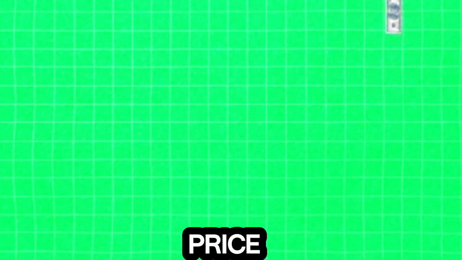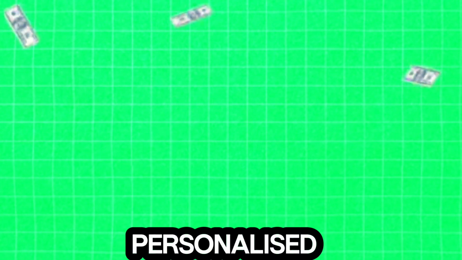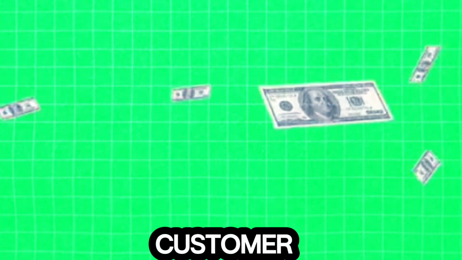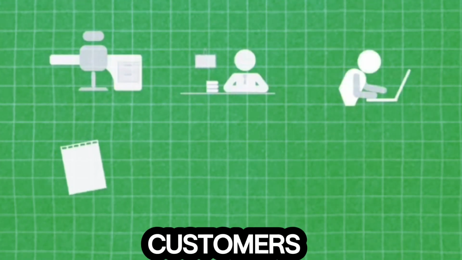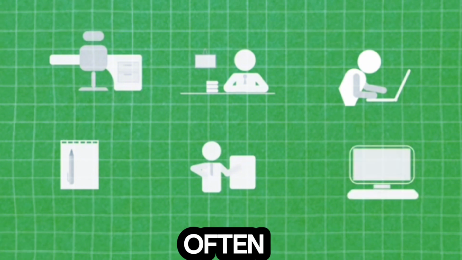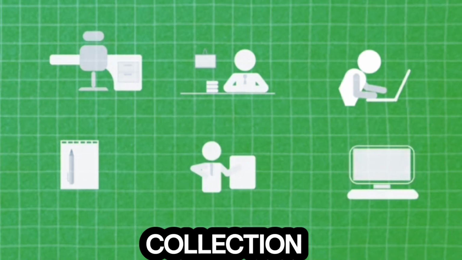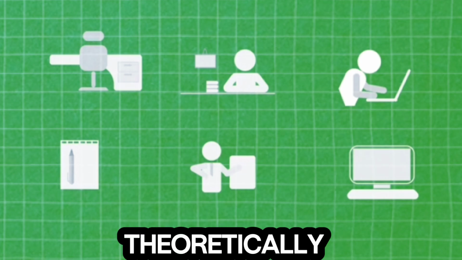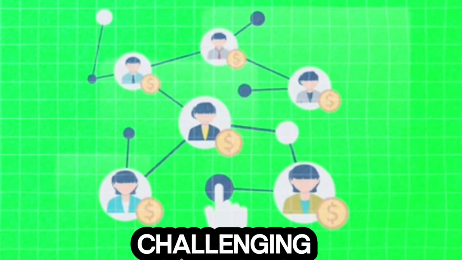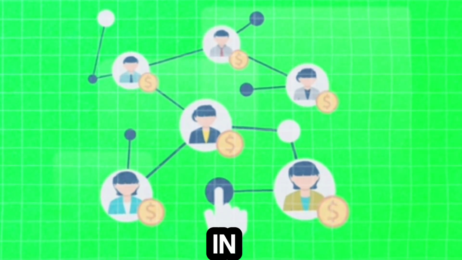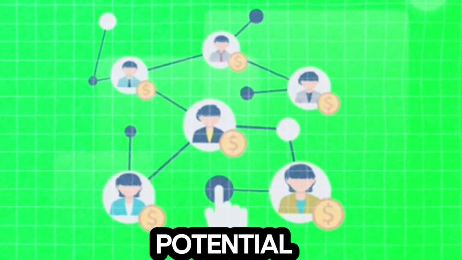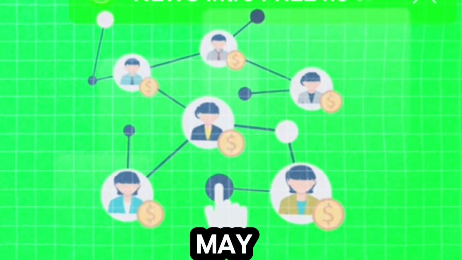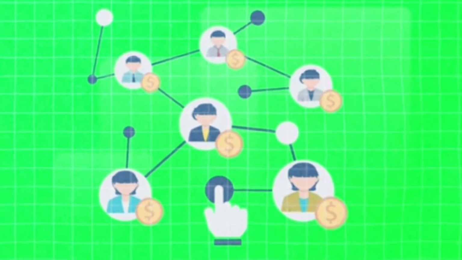First degree price discrimination, or personalized pricing, involves charging each customer the maximum price they are willing to pay. This approach requires detailed knowledge of each individual customer's willingness to pay, often gathered through extensive data collection and analysis. While this can theoretically maximize profits, it is challenging to implement due to the difficulty in accurately determining each customer's price threshold and the potential backlash from customers who may perceive this as unfair.